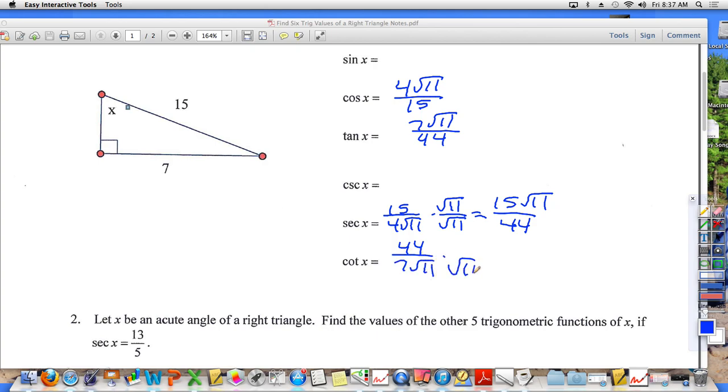I multiply both the numerator and the denominator by the square root of 11. It's going to get you what on the bottom? 77. Number 44 radical 11. Okay, but this can be reduced. 44 over 77. 44 and 77 are both divisible by 11. Oh, that's good. So we have 4 radical 11 over 7.